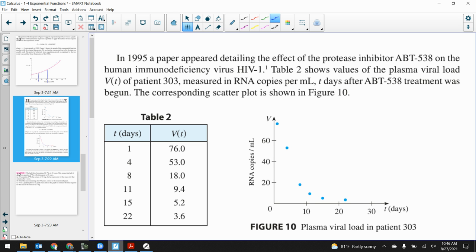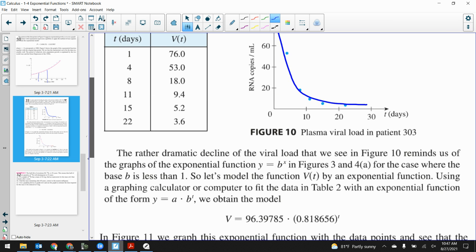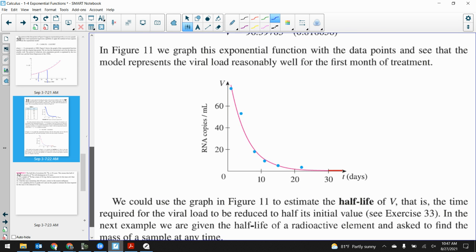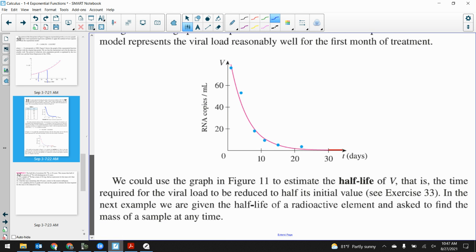This is one example. In 1995, a paper appeared detailing the effects of this drug on the HIV virus. Table 2 shows the values of the plasma viral load, basically how much is in the body, of a particular patient using this drug. So basically it was asking, is this drug truly working? Yeah, it really is. Is it going to make it go down to zero? Probably not, but it's going to make it keep getting smaller and smaller. Okay. Same thing here. This is an exponential function.